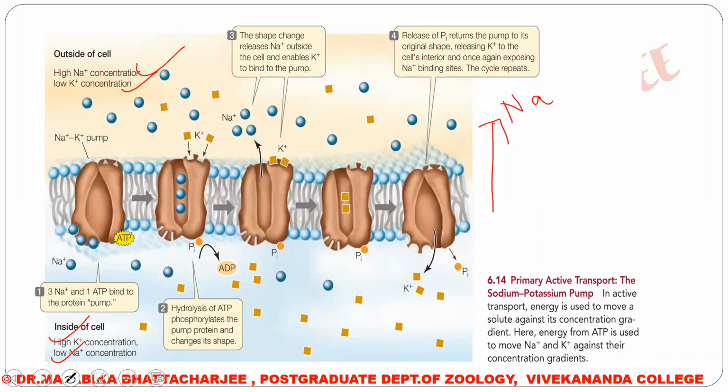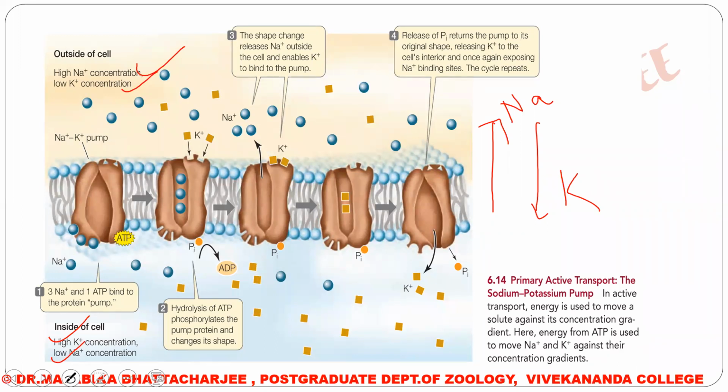So sodium is moving against its concentration gradient, and it will move potassium inside. Again, we have a higher concentration of potassium inside. So it is moving potassium against its concentration gradient. So we are thorough about the movement of the ions against the concentration gradient. Sodium is moving from a lower concentration to a higher, and potassium is also moving from a lower concentrated region to a higher concentration region.